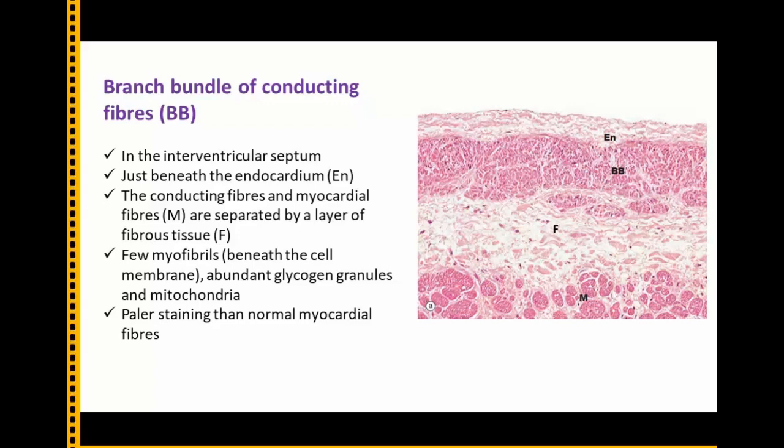So, this one is the bundle branch, left and right. It is also seen separately, you can identify it, and these are the normal myocardial fibers. You can see the bundle branch stains slightly paler than the myocardial cells. When you see a slide containing both fibers, those two are separated by fibrous tissue.